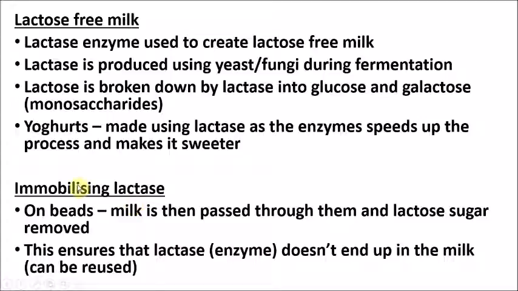Immobilizing lactase, so this is where you immobilize the enzyme, and again it's putting the enzyme on those beads. You then pour the milk through it, and the lactase enzyme would react with the lactose in the milk and break it down into glucose and galactose. Then the glucose and galactose in the milk would fall into a beaker or whatever, and it's a great thing because the lactase enzyme doesn't need to be replaced. It doesn't end up in the milk at the bottom of the column. It can just be reused over and over again.